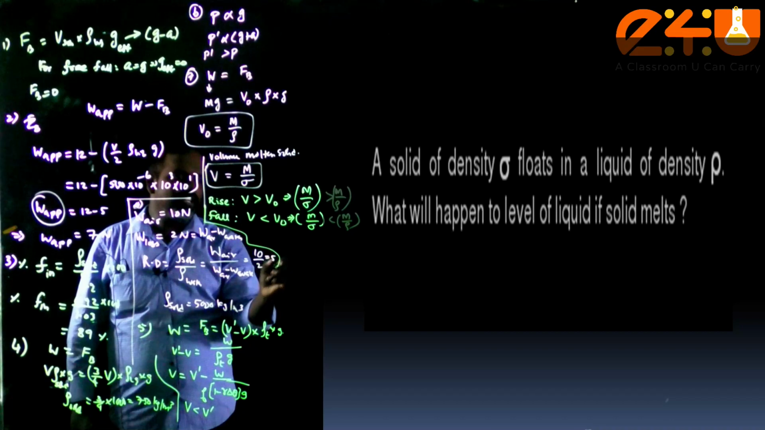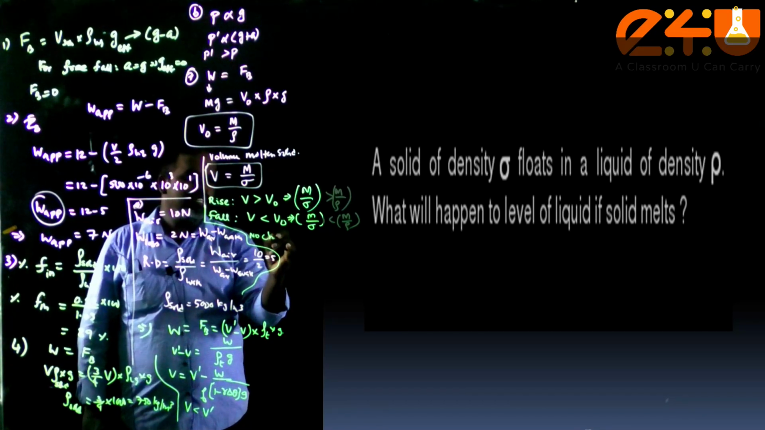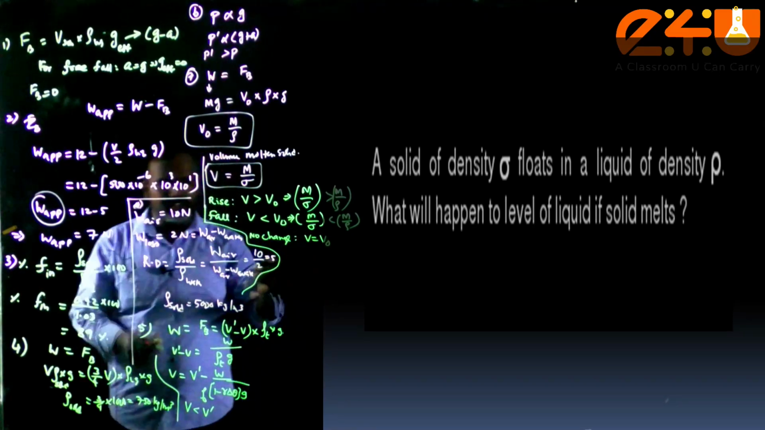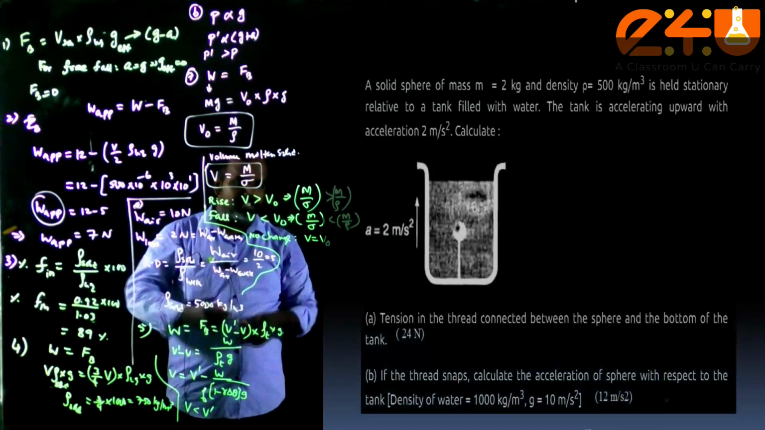Suppose the densities or the volumes are equal, then there is no change in the fluid levels when E is equal to V naught. So that is the inference we get. And let's go to another question.